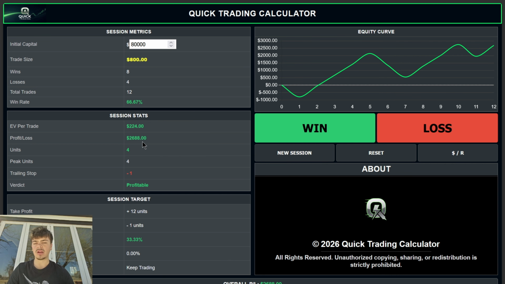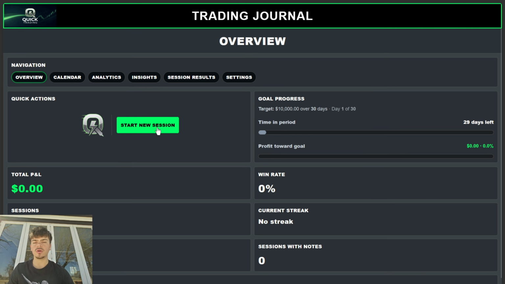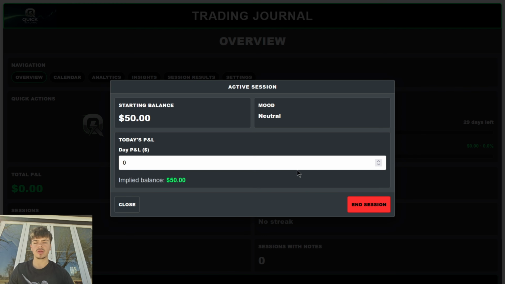So overall, by the end of this session, you can see that we made $2,688 and we had a 66.67% win rate. Now what I'm going to do is enter how much I made during this session, which was 2,688, and this is going to go inside of the journal, another software that I use to ensure that I'm accountable for my trading sessions, identify my weaknesses, know how much money I'm making every single day, and track everything, because data is the most important thing in your trading.